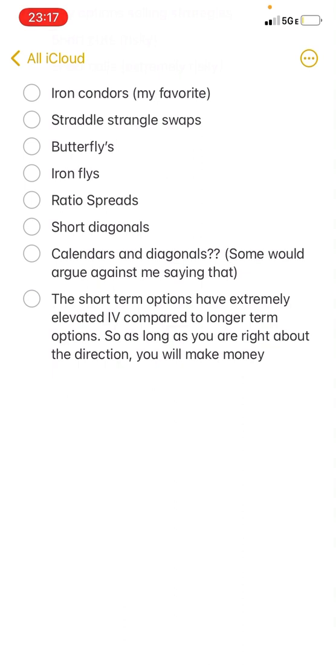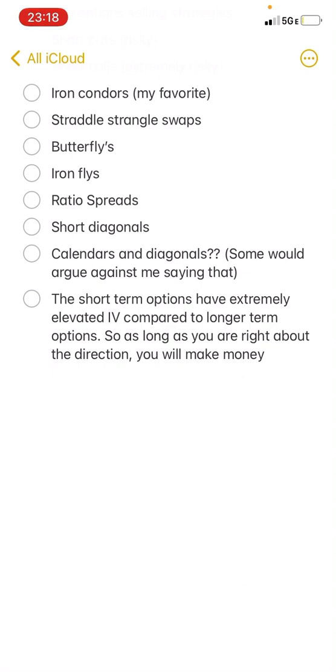Calendars and diagonals? And I put question marks there because obviously some would argue against me saying that, because when you read about calendars and diagonals, they say that they're long vega, and you're supposed to use them in low IV environments. But here's the thing. Yes, they are net long vega, but the short calls on the near dated strikes have higher IV and they have lower vega. The long dated ones have lower IV and a little bit higher vega.